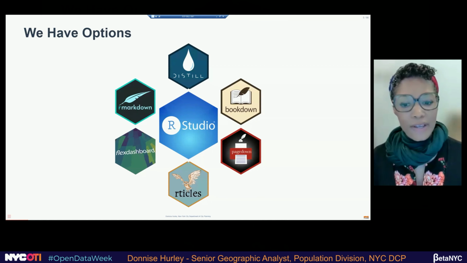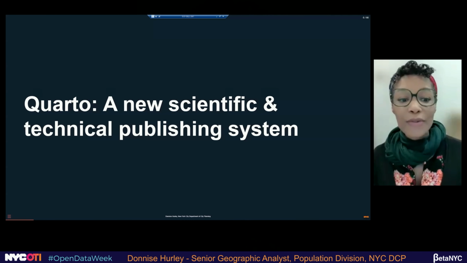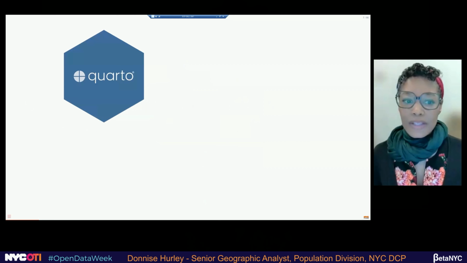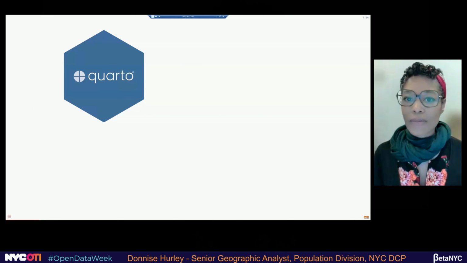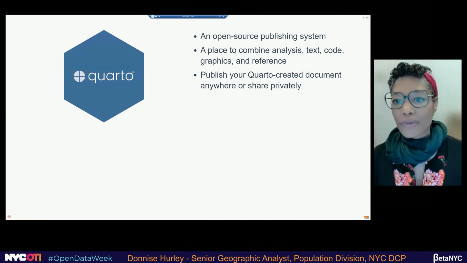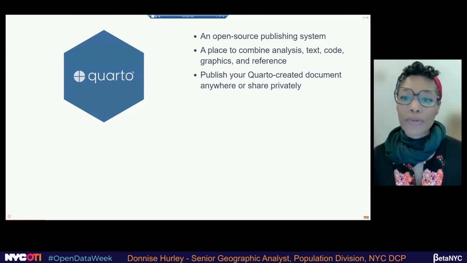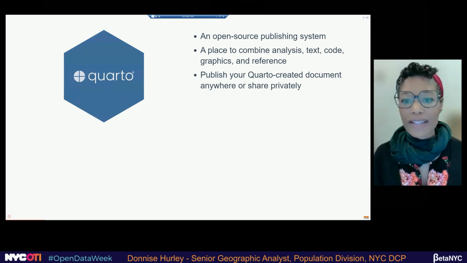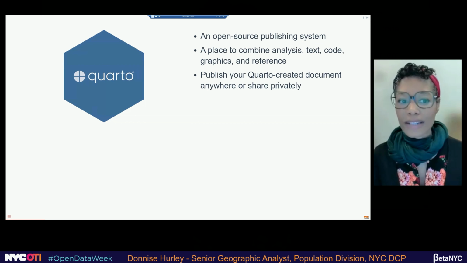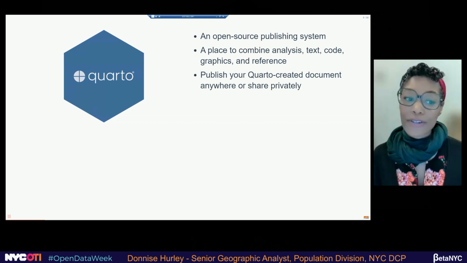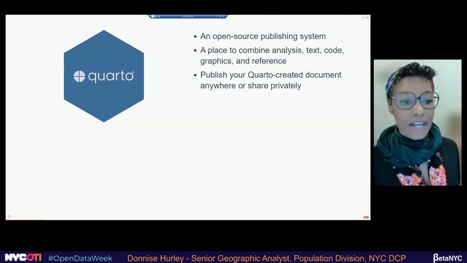So what we have now is Quarto. It's a new publishing system, which with just using a few lines of code, you can go between different outputs, and you can render using multiple languages. Briefly, Quarto is an open source publishing system, and it allows you to combine your analysis, your text, graphics, and references all in one document. And you can share it either by posting it online using GitHub or Quarto Pub, but you can also share it as a standalone document.